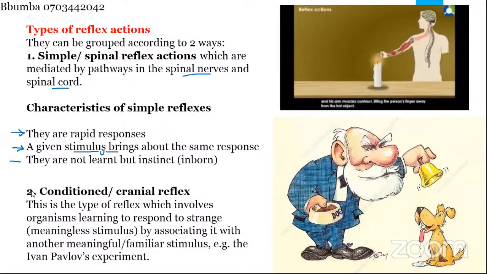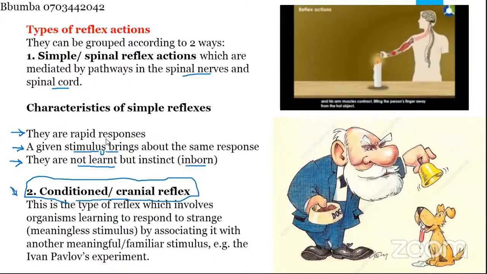Then the conditioned reflex, cranial reflex. Kauma says another characteristic is that they are coordinated by either the spinal cord or the brain. Yes, it is true that they are coordinated by the spinal cord, but these are the major ones, which are unique to the brain, because they involve learning. So that's why I chose these ones, because they are the unique ones. Thank you for that, Kauma.